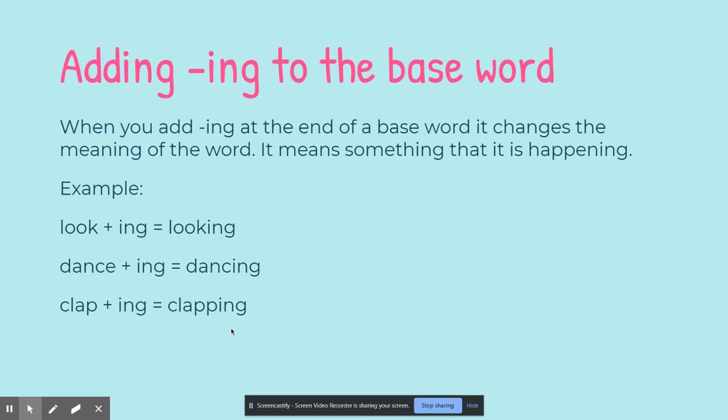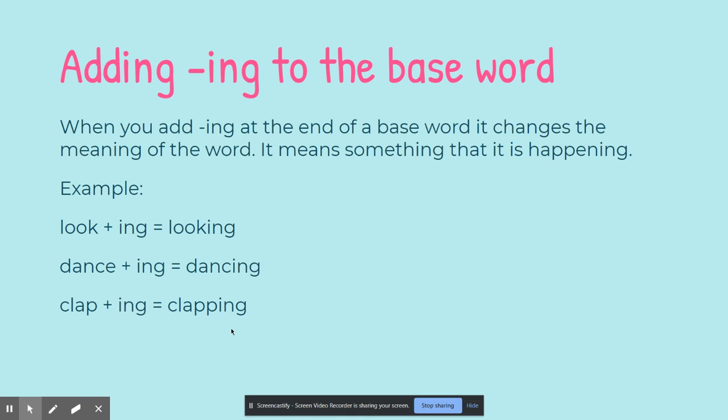Adding ing to the base word, and this is the last one. When you add ing at the end of a base word, it changes the meaning of the word. It means something that is happening. So this is in the present. So ed is going to be in the past. Ing is something that is actually happening right now.